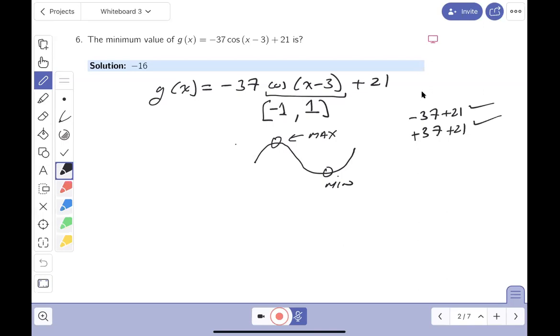So now I think I know what these values are. What's the top number going to be? 37 plus 21 is going to be 58, right? And that's going to be y equals 58. And what's that minimum value going to be? -37 plus 21 is going to be -16, isn't it? All right, what was our question? The minimum value of that is going to be -16. All right, let's go to number 7 now.